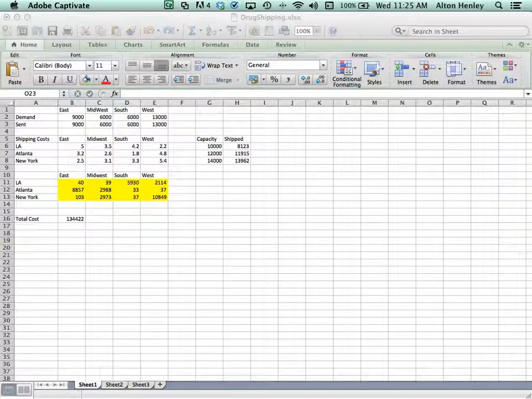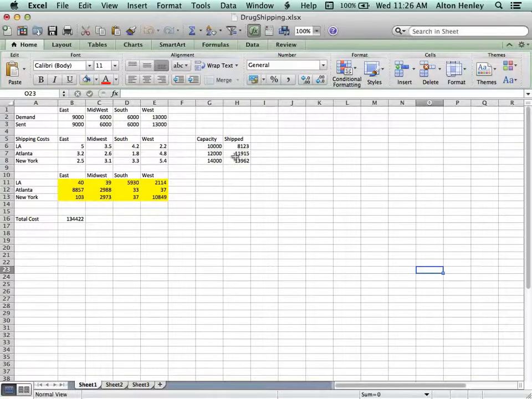Okay, the drug shipping problem. In the drug shipping problem, you were supposed to be representing a company that is producing drugs in 3 different plants and shipping them to 4 different regions of the country. The cost of producing a drug at each plant and the shipping costs are included in the chart. So what is the cheapest way for each region to get the drugs that they need is basically the decision.